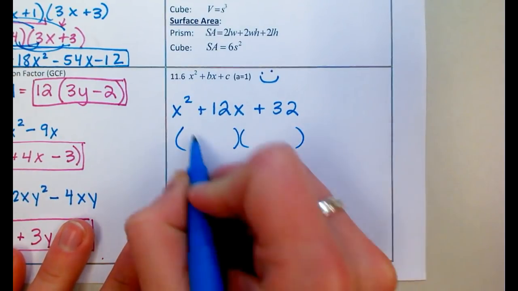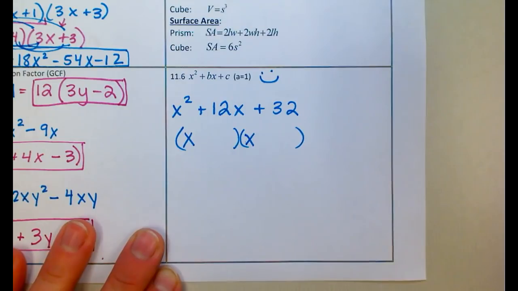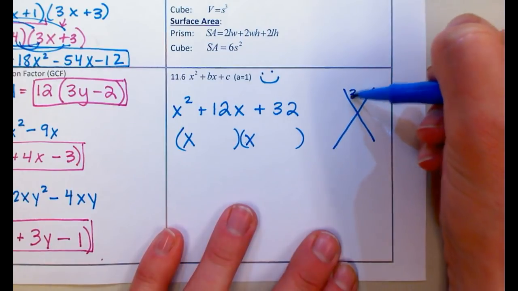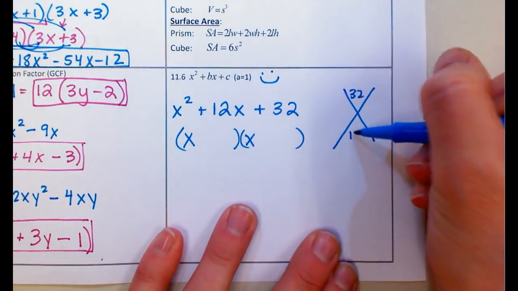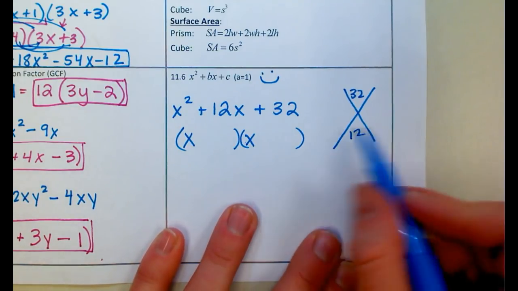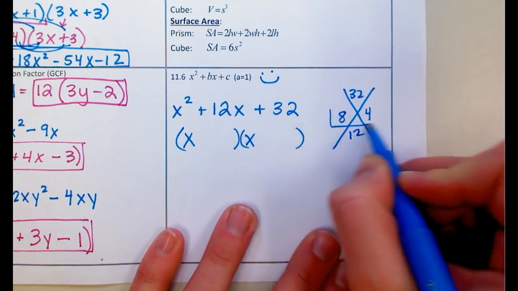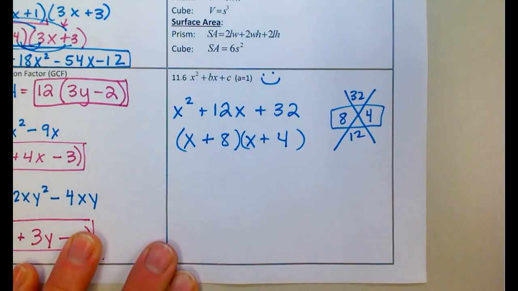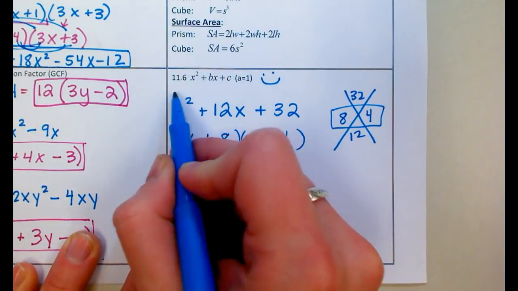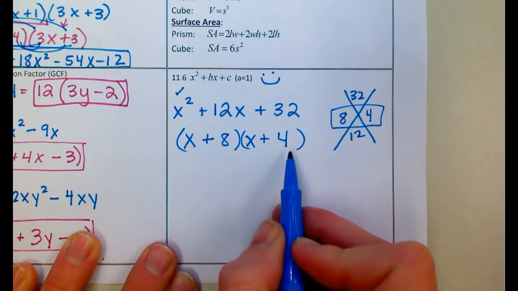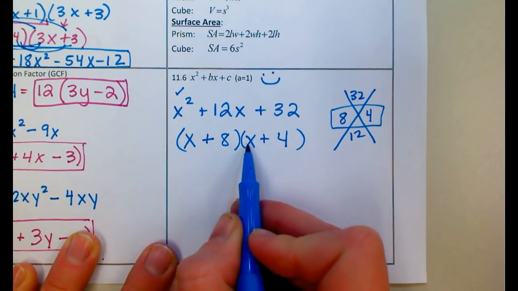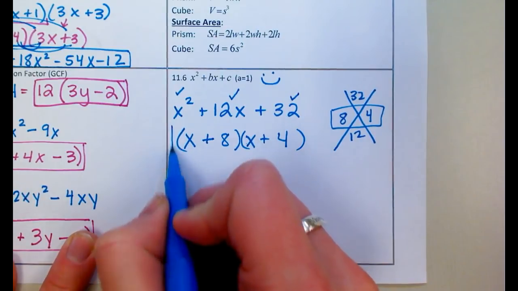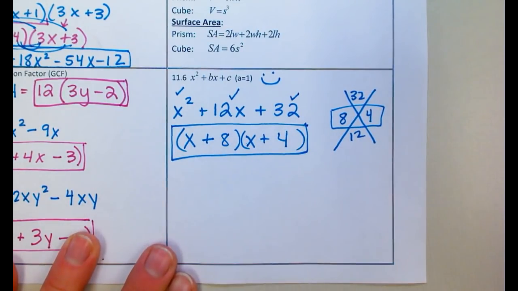We can go ahead and write out our factors. X times x would give us our x squared. And we can use our graphic organizer to find what multiplies to 32 but adds to positive 12. We use this to find our two terms of 8 and 4, and these were the terms for our positive 8 and positive 4. You can multiply these back to check. X times x is x squared. X times 4 is 4x, 8 times x is 8x, and 4 plus 8 gives us our 12x, and 8 times 4 is 32, so we know we have this factored out correctly.